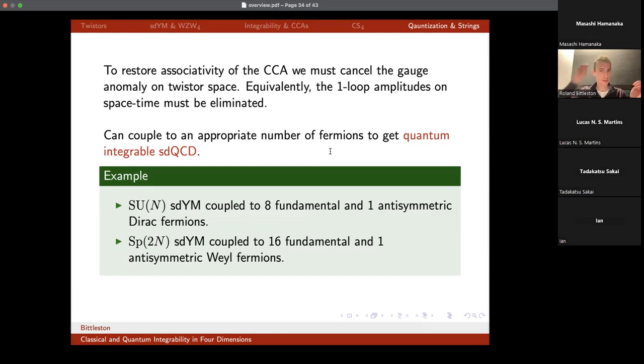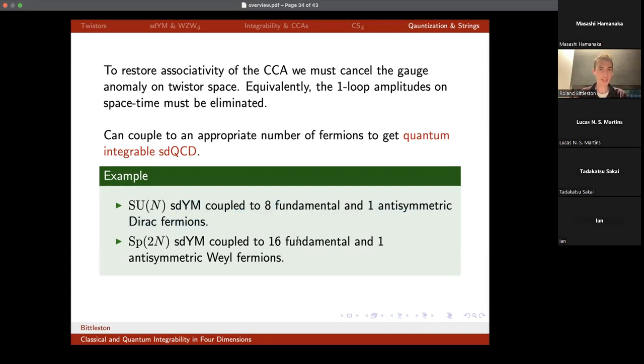So there are 2 infinite families. This is not an exhaustive list. We know of some more. I don't think we have a completely exhaustive list, but these are 2 infinite families. So there's this SU(N) self-dual Yang-Mills with 8 fundamental and 1 antisymmetric Dirac fermion. Antisymmetric meaning antisymmetric representation, the exterior square of the fundamental.